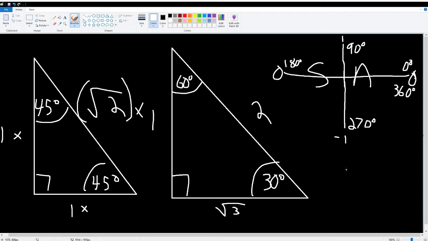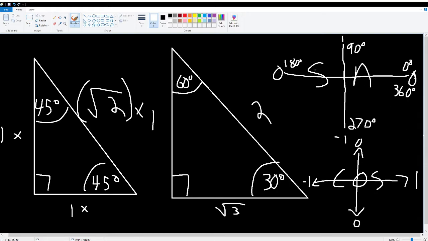And then for cosine, same thing. I'll draw out cos. And for some reason, the sine and the cos, the zeros and the ones are always on the vertical axis, so I know this is 0. Positive 1 on the right and -1 on the left. So what does it say? Cosine of 0 is 1. Cosine of 90 is 0. Cosine of 180 degrees is -1. Cosine of 270 degrees is 0. And cosine of 360 degrees is back to 1.